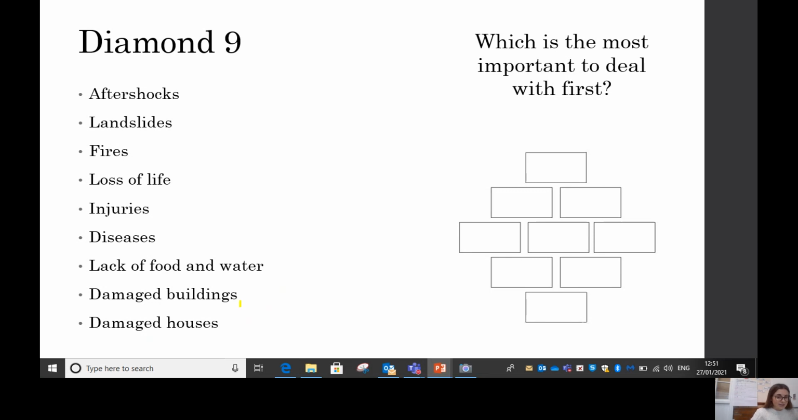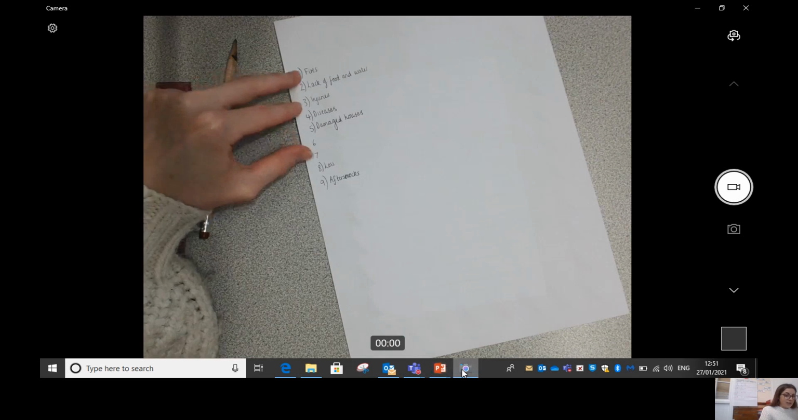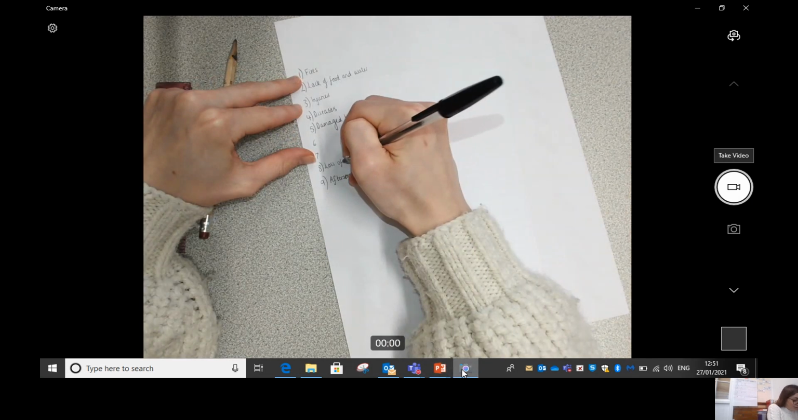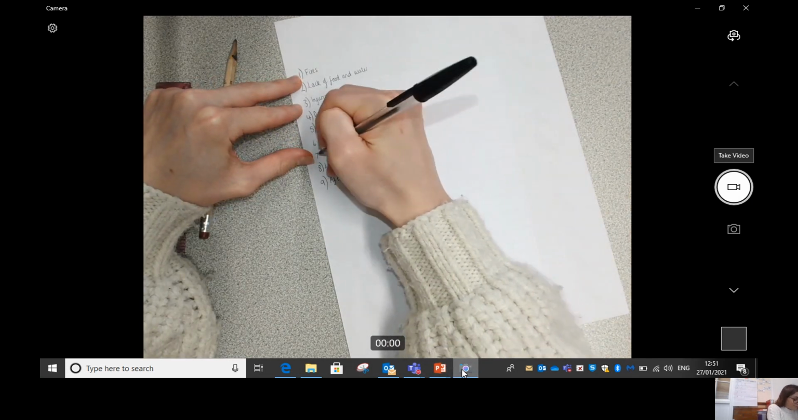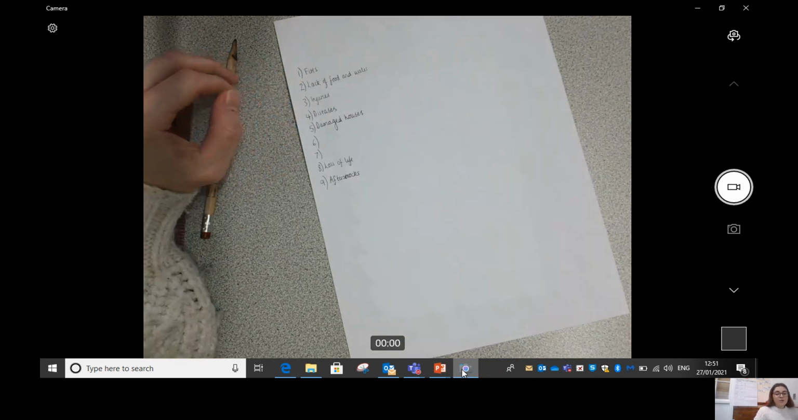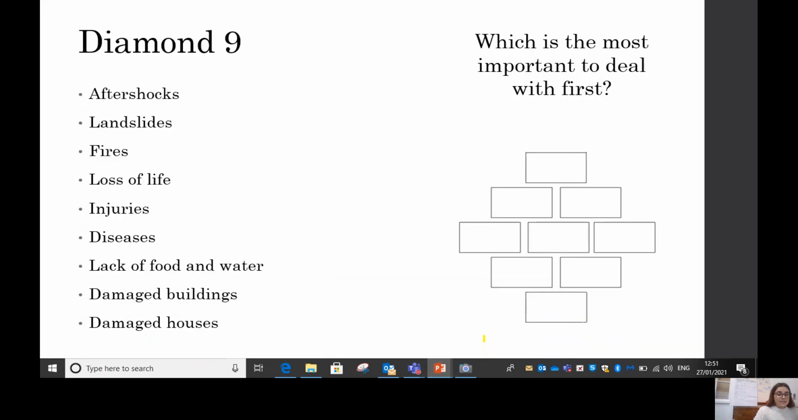So I have left damaged buildings, loss of life, and landslides. Now I'm actually going to put loss of life as number 8, because again, there's not much I can do to deal with it. Sadly, it was just an effect that happened during the earthquake, and therefore there's not really much that we can do about it. So other than that, I just have damaged buildings and landslides. So I'm going to go damaged buildings for number 6.